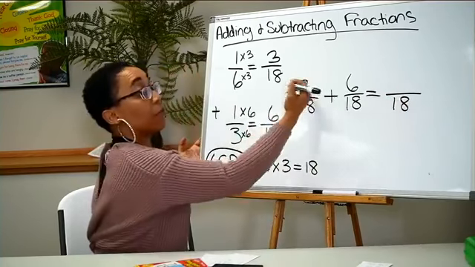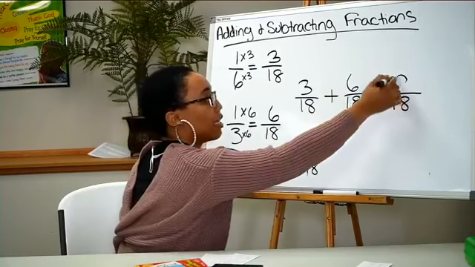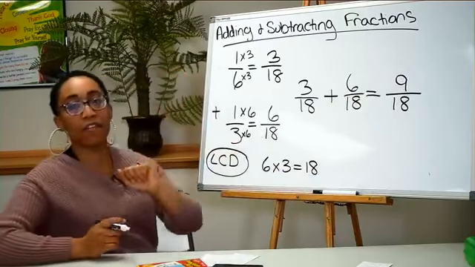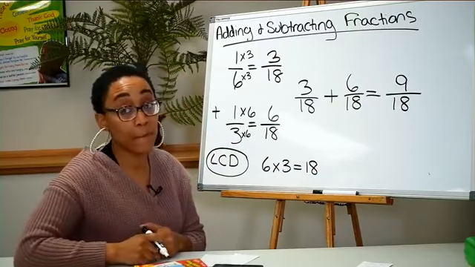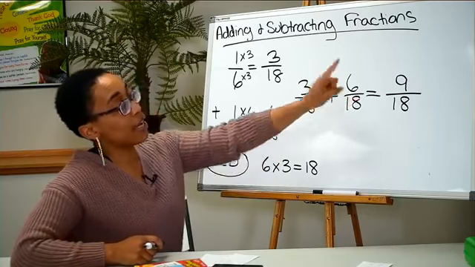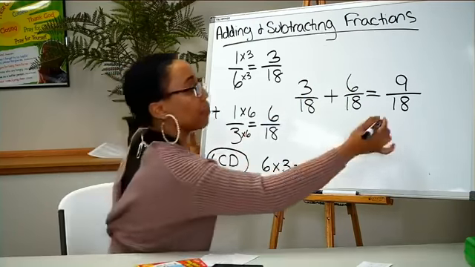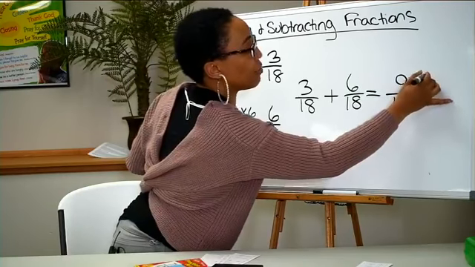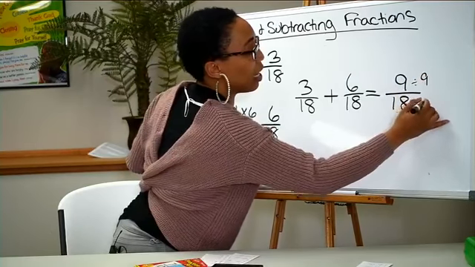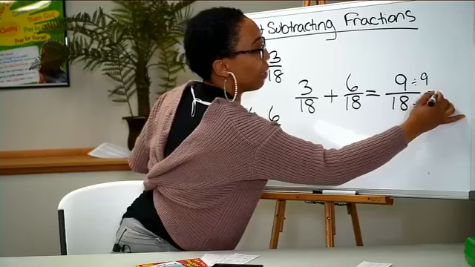Then 3 plus 6, 6 plus 3 is 9. So now we have to look at it. Can we reduce it? We actually can. We can reduce it by 9, right? I'm going to stand up just a little bit. So that means we divide the numerator by 9 and we divide the denominator by 9.